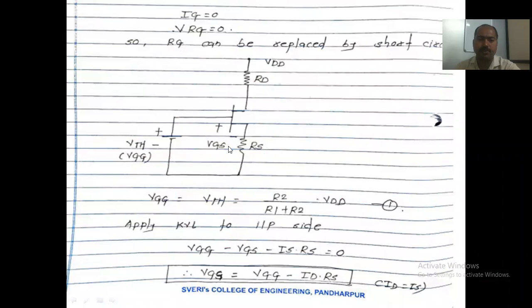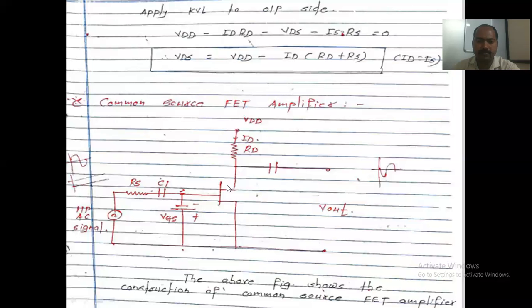Now we will see the actual part of today's lecture, that is the common source field effect transistor. Now see, you know that there are three configurations of transistor.